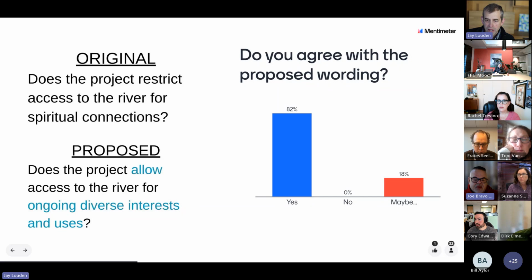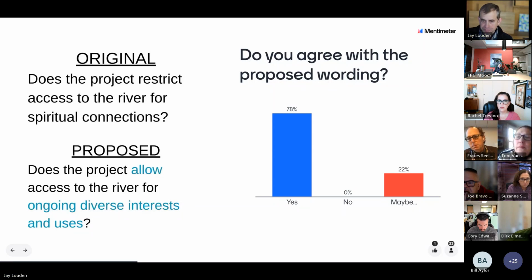Yeah, Tony, did you want to add anything? I see your hand is up. You're on mute, Tony. I think there's too much going on in this sentence. Actually, what is our intent here? We want to allow access to the river for whatever you want to do.